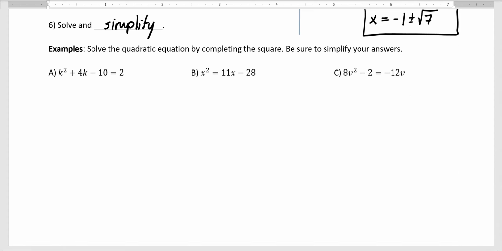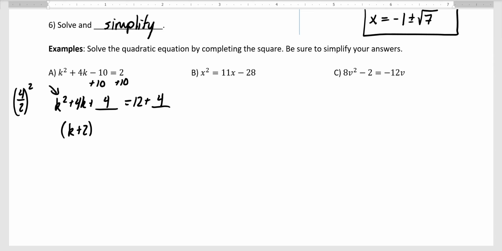All right, so first step, leading coefficient is 1, check. Next, got to get our variables on one side, so I'm going to add 10 to both sides. So I have k squared plus 4k plus blank equals 12 plus blank. Now, b over 2 is 2. 2 squared is 4, so I'm going to add 4 to both sides. Now I'm going to factor my left side here, so this would become k plus 2 squared equals 16.